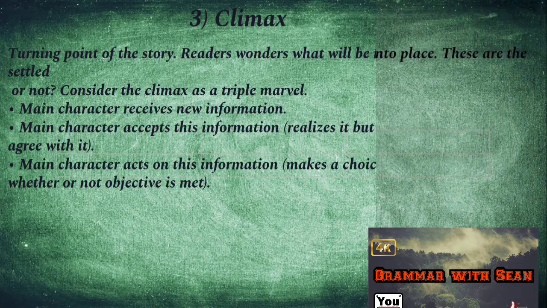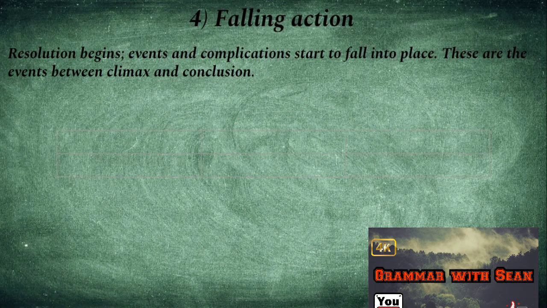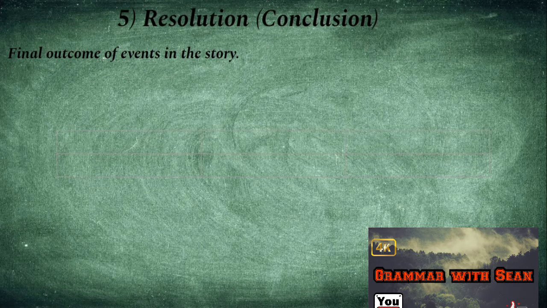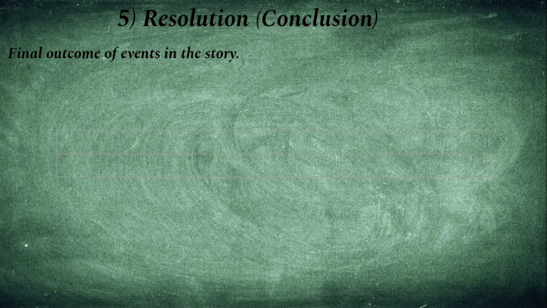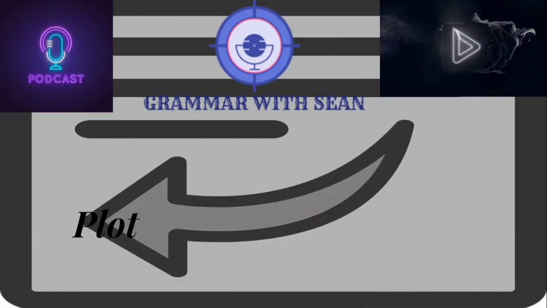For number 4, we have the falling action. It's where the resolution begins and events and complications start to fall into place. These are the events between the climax and the conclusion. Lastly, for number 5, we have the resolution or the conclusion, which is the final outcome of the events in the story. And so these are all the 5 all-important components of plot.